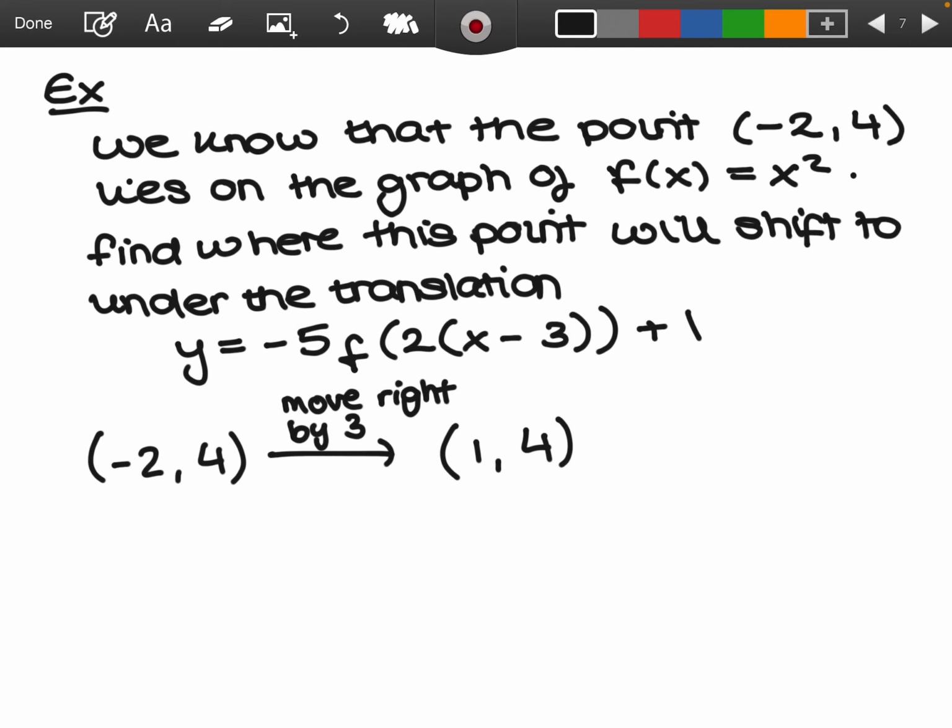The next thing I've done is I've got a 2 in front of that. So I'm now at the point 1, 4. What does that 2 do? Well, it tells us, using our horizontal translations, that we have this compression that happens. So it's actually going to compress the whole thing horizontally by 1/2. Okay? So what does that mean? It means that every point shrinks by a half factor, telling me that my new coordinate is 1/2, 4.